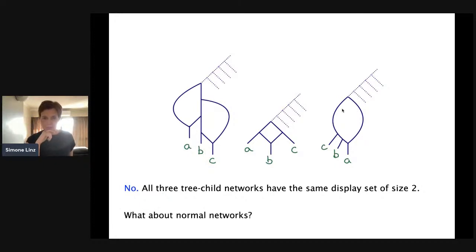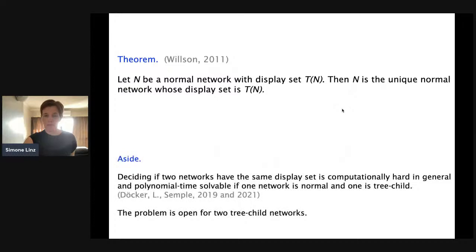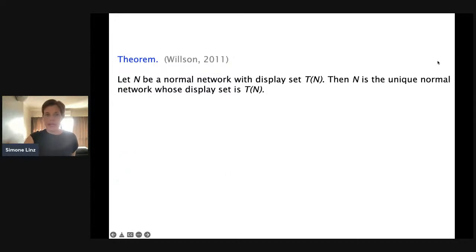And we could ask, but what about normal, right? Because this is tree-child, normal sits inside tree-child. So maybe there's some hope for tree-child networks. And this is what Stephen Wilson looked at a few years ago. So Stephen Wilson has established the following result.